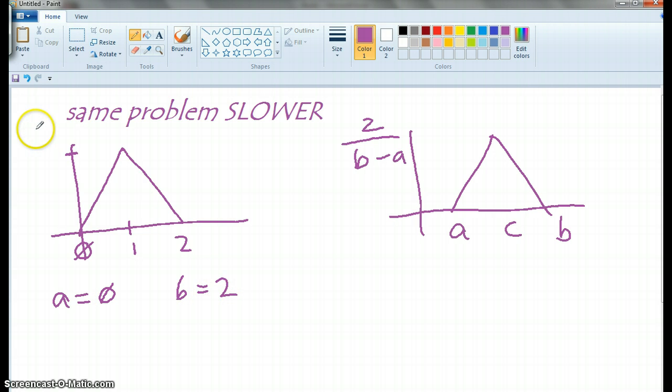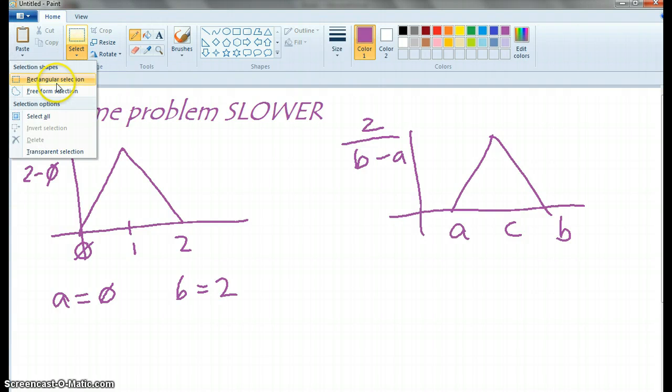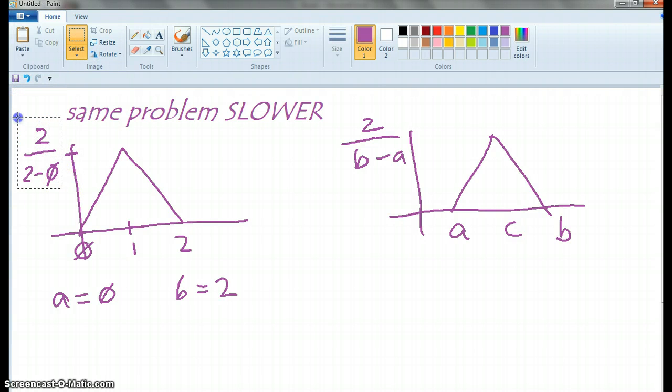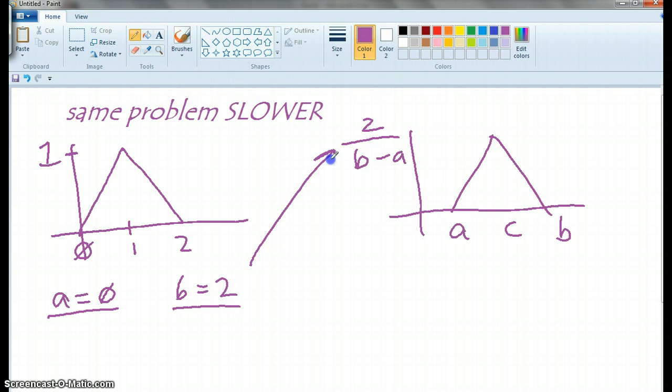So 2 over B minus A is 1. Okay, so it's alright if I take that away and actually just write 1. So I substituted the A and the B into here to get the height. So that was A, calculate the height. So is that okay now?